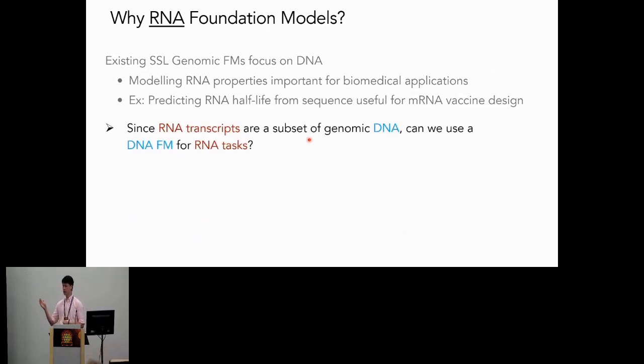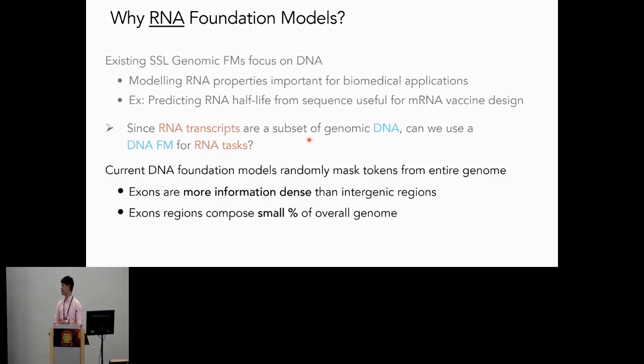But if we look at those two self-supervised objectives from before, there was nothing actually specific to RNA about them, right? They're typically trained on DNA, and RNA transcripts are a subset of the genomic DNA. So you could just say, could we just use a DNA foundation model for RNA tasks? And spoiler alert, the answer is no. Hopefully, we'll show in the results later. And here's why we think so. These DNA foundation models tend to randomly mask out tokens from the entire genomic DNA, right?